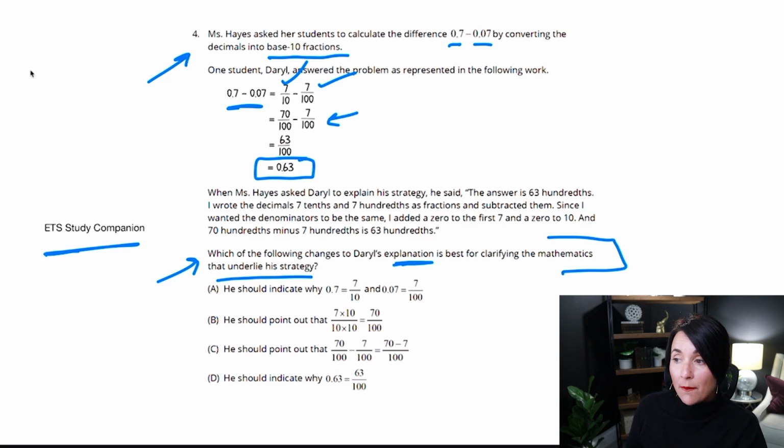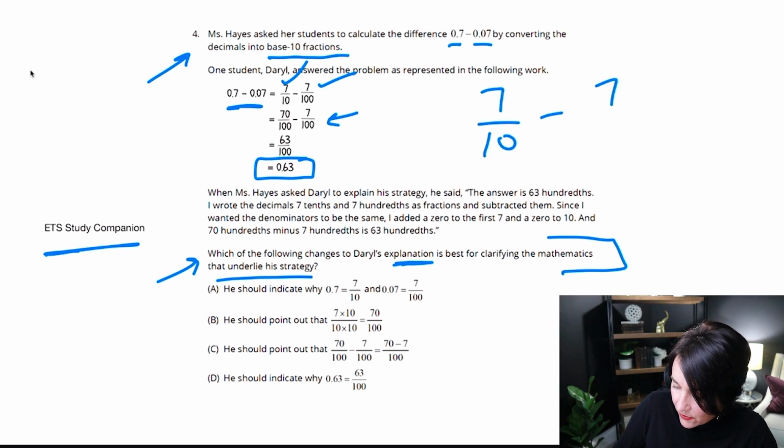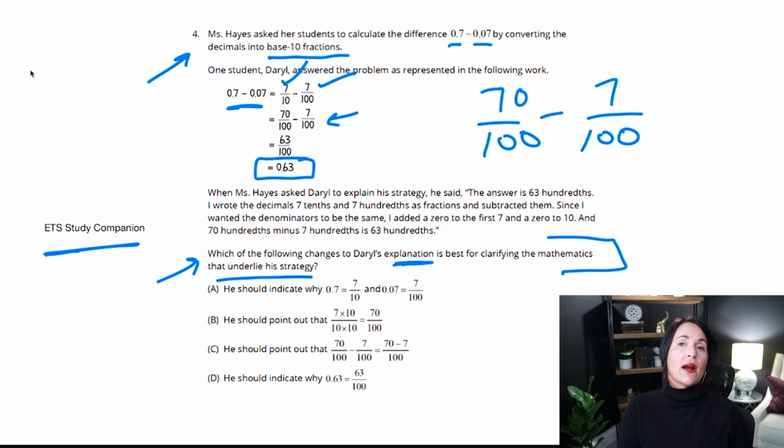Since I wanted the denominators to be the same, common denominator, I added 0 to the first 7 and a 0 to 10. And 70 hundredths minus 7 hundredths is 63 hundredths. All right, so basically what he said here was he had 7 over 10 minus 7 over 100. And so he added a 0 here and added a 0 there.